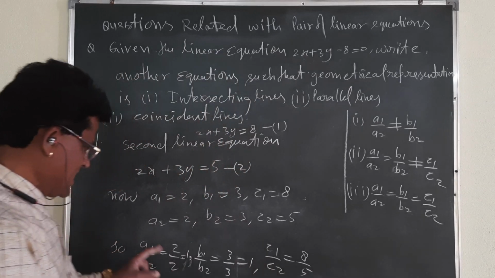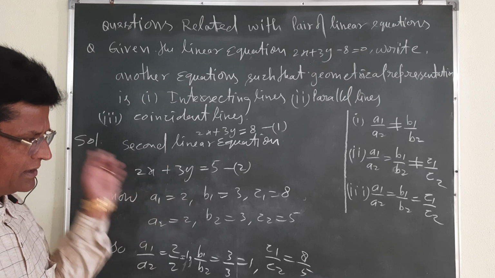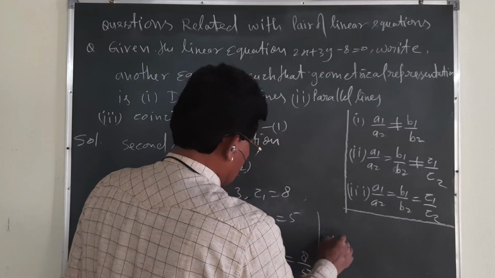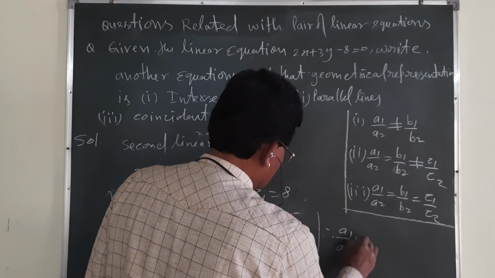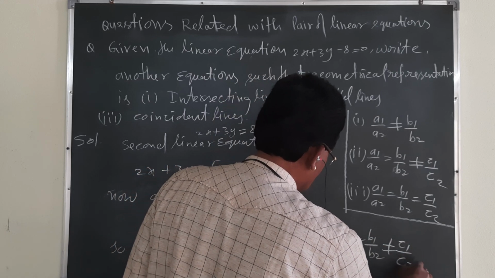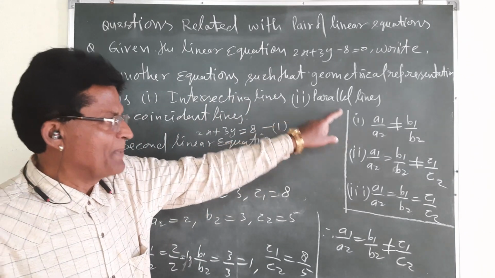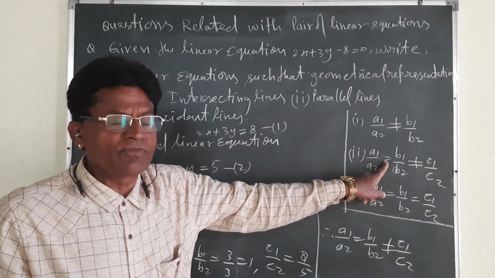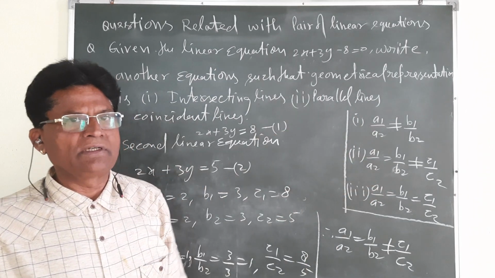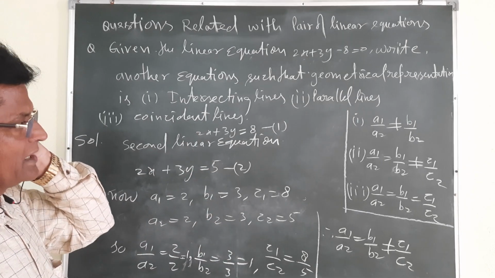You see, A1 upon A2 and B1 upon B2 both are equal to 1, but it is not equal to C1 upon C2. That is why the second case is verified. Therefore, A1 upon A2 is equal to B1 upon B2, but it does not equal C1 upon C2. What does it mean? The lines will be parallel to each other. This is the case for parallel. Parallel means no solution. There will not be any solution. When you draw the graph, both the lines will be parallel.